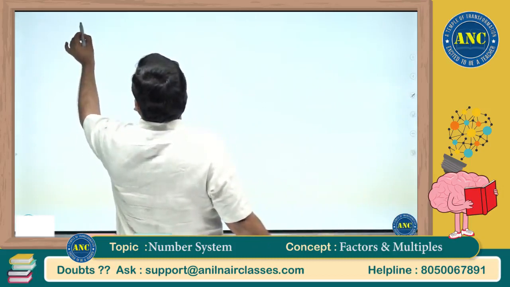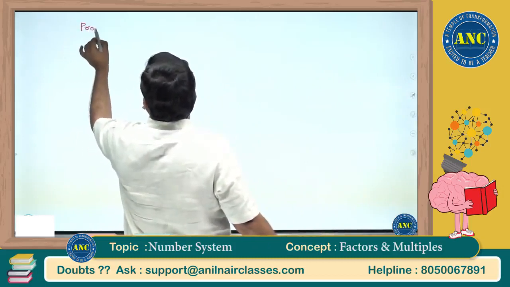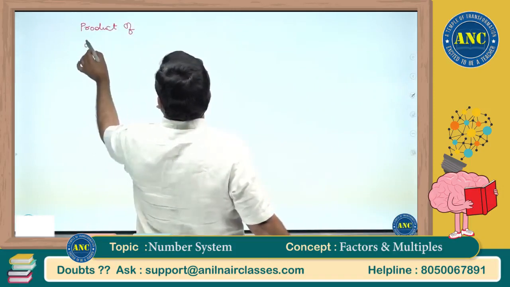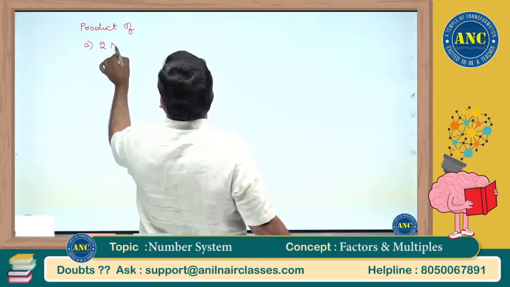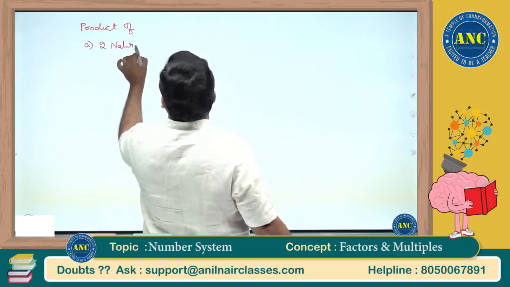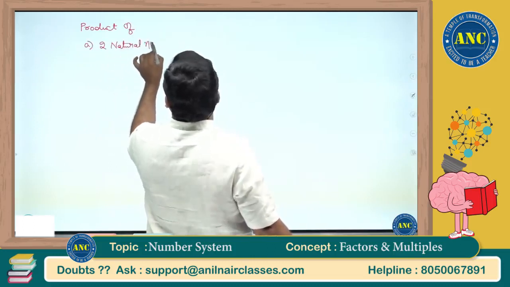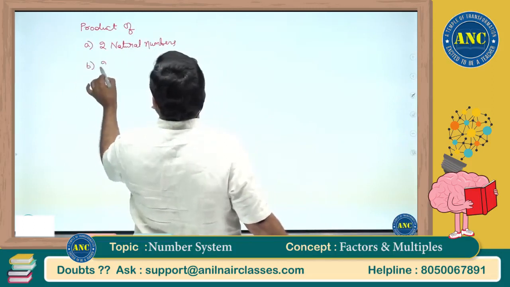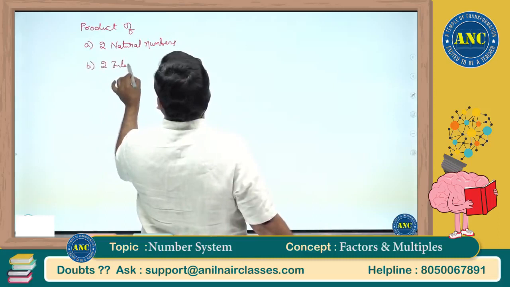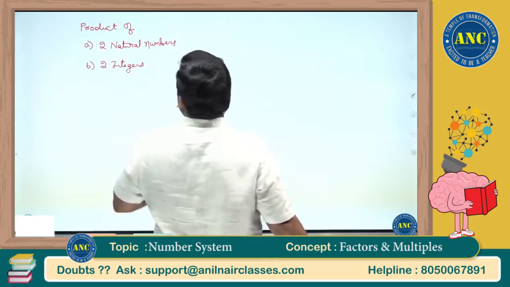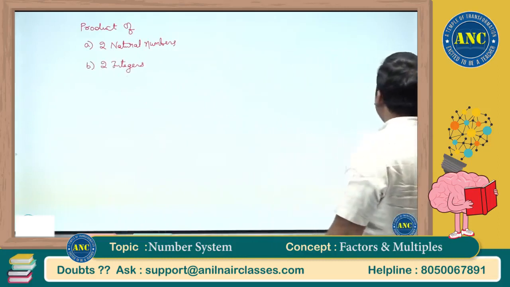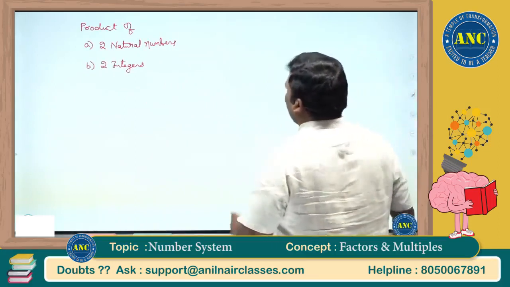Suppose, what is the difference between the product of two natural numbers and two integers? Natural numbers are positive numbers. Integers can be positive or negative.